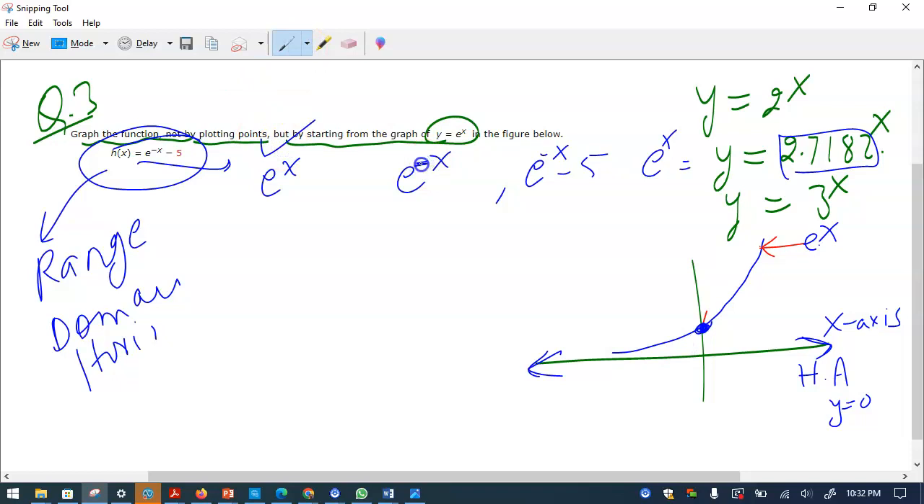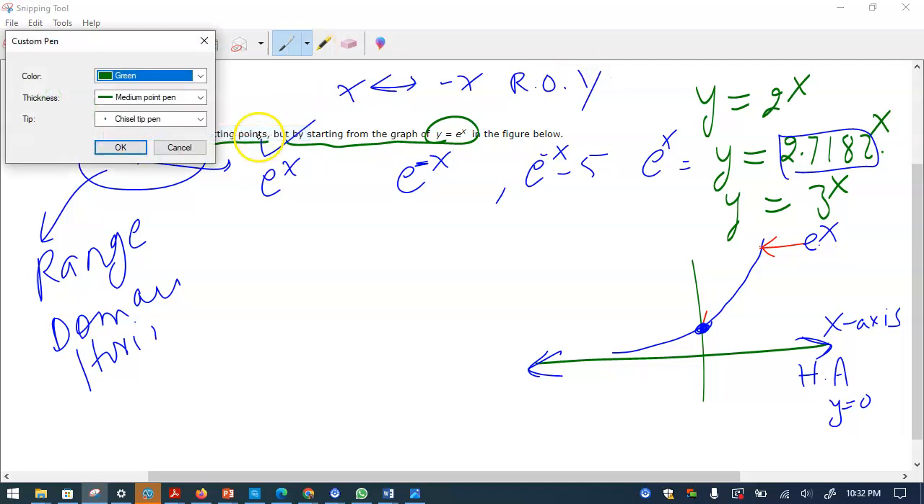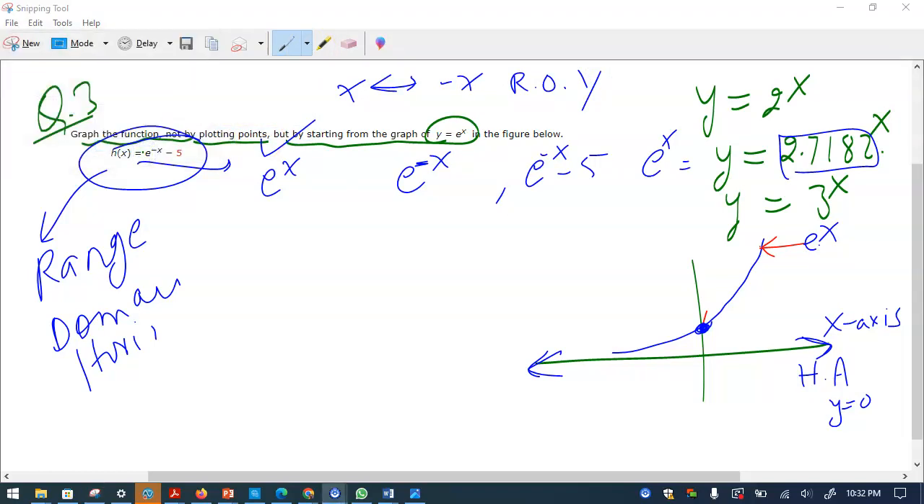Now, what this means is x is replaced by minus x. That means reflection over the y-axis. So that blue graph will now reflect over the y-axis. So let me use red color. So this graph now will be something like this. So that's the e raised to minus x. And so let me take off the original one.